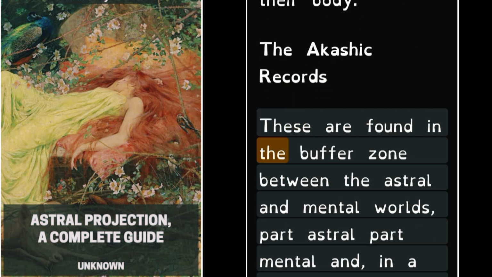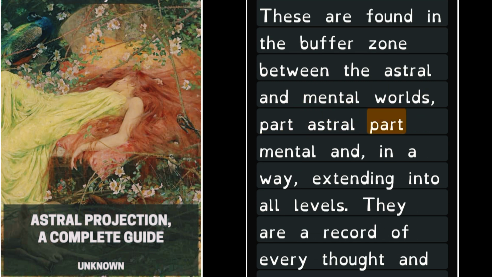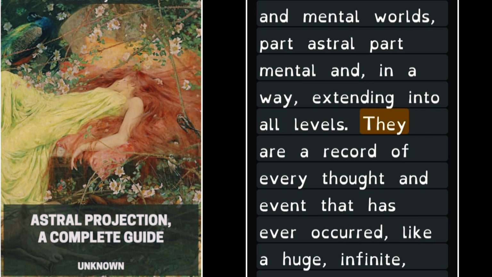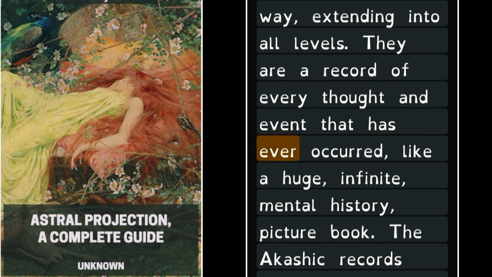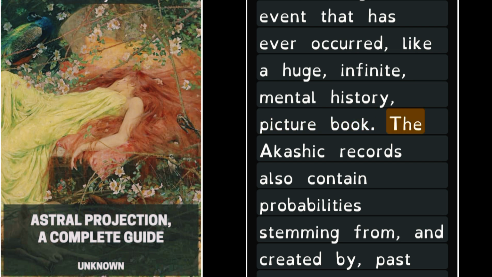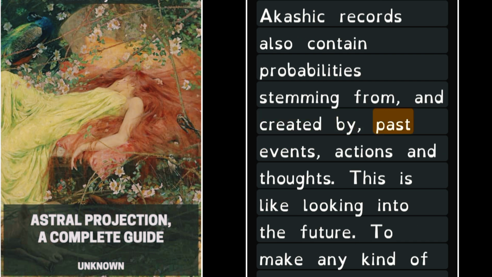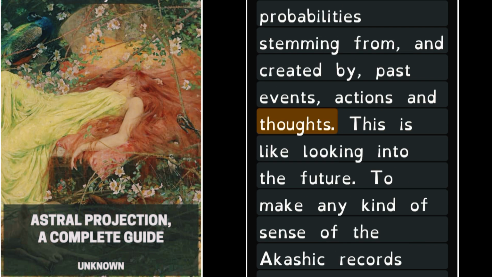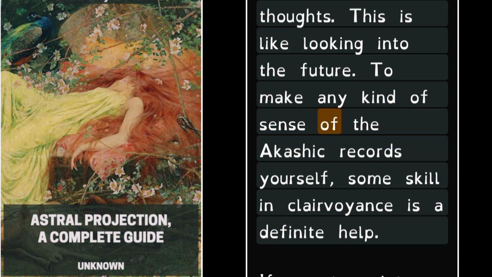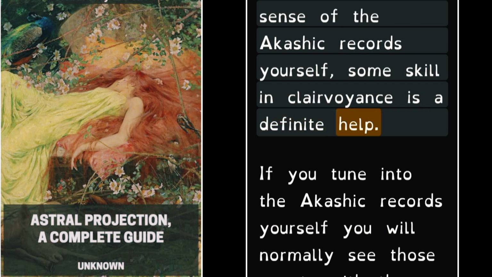The Akashic Record. These are found in the buffer zone between the astral and mental worlds. Part astral, part mental, and, in a way, extending into all levels. They are a record of every thought and event that has ever occurred, like a huge, infinite mental history picture book. The Akashic Records also contain probabilities stemming from and created by past events, actions, and thoughts. This is like looking into the future. To make any kind of sense of the Akashic Records yourself, some skill in clairvoyance is a definite help.